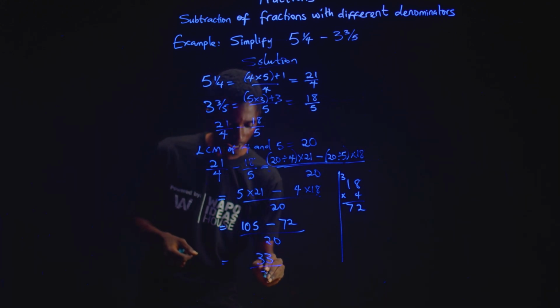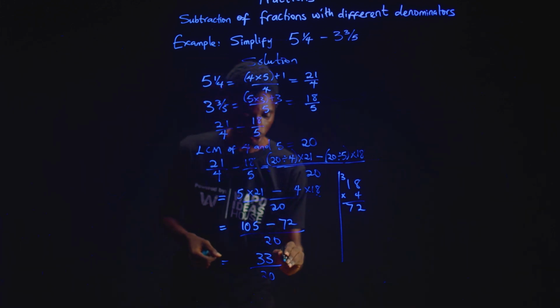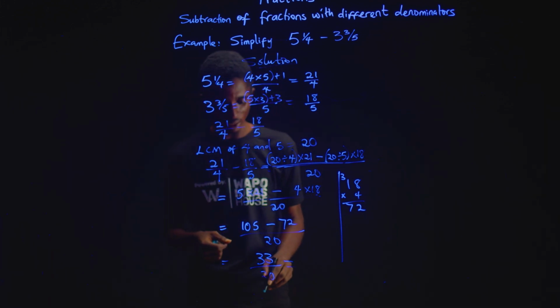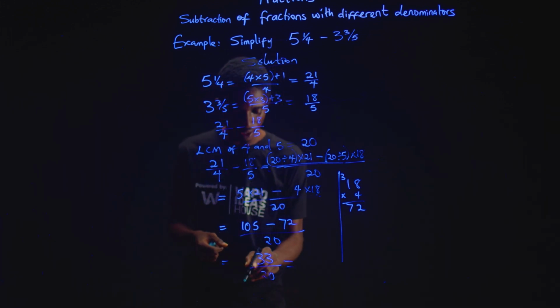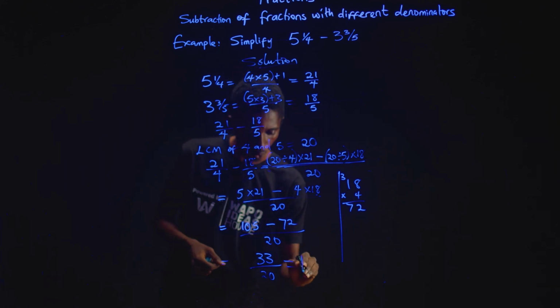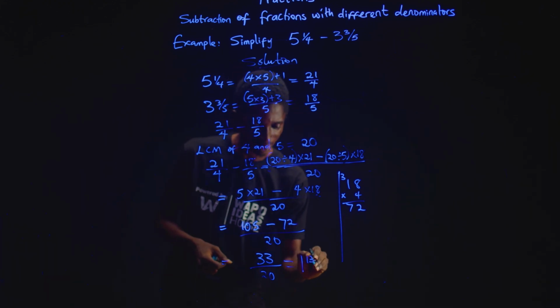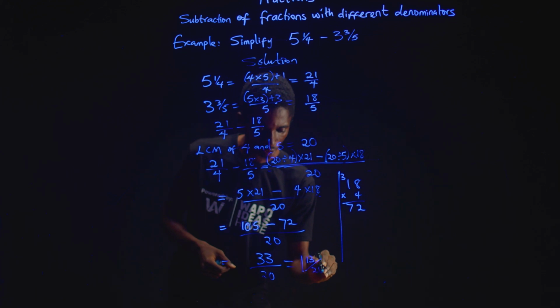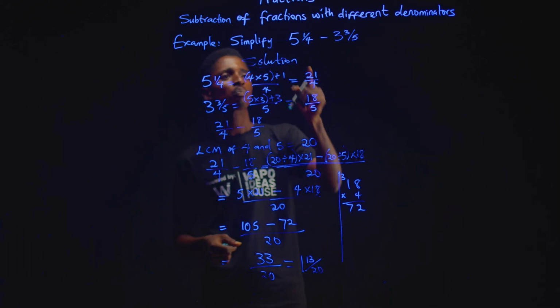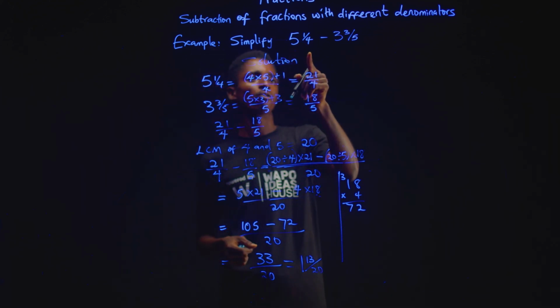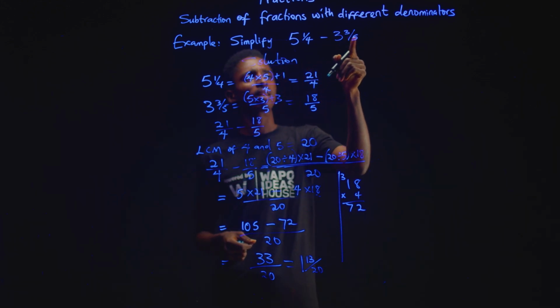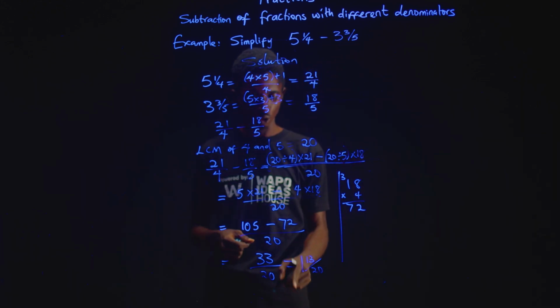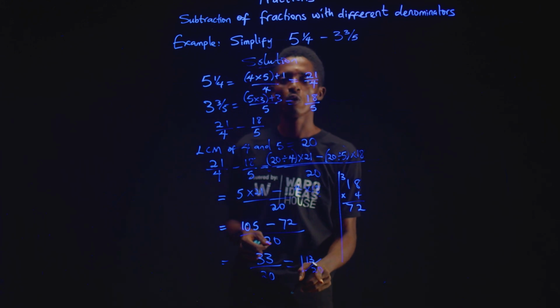33 over 20, which when we bring this to a mixed fraction, we would get 20 will go into 33 once, remainder 13 over 20. Therefore, 5 whole number 1 over 4 minus 3 whole number 3 over 5 would give us 1 whole number 13 over 20.